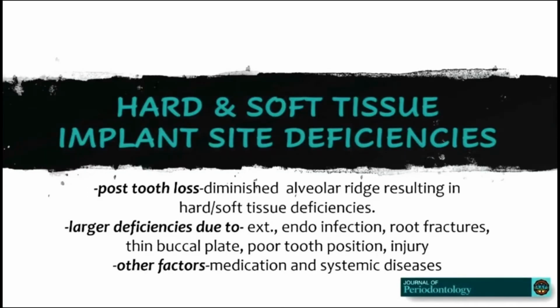For the last classification, hard and soft tissue implant site deficiencies, post-tooth loss, diminished alveolar bone ridge, resulting in hard and soft tissue deficiencies, larger deficiencies due to extraction, endo-infection, root fractures, thin buccal plate, poor tooth position, and injury. Others have to do with medication or systemic diseases.